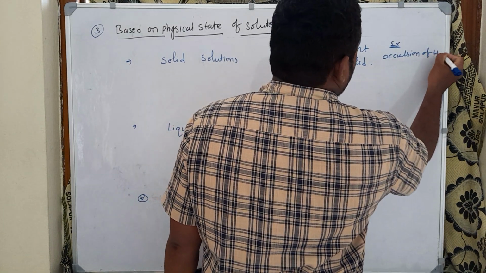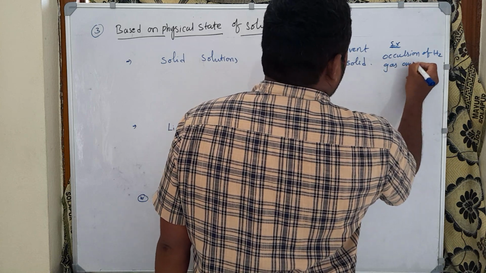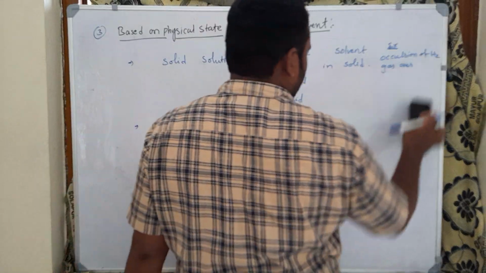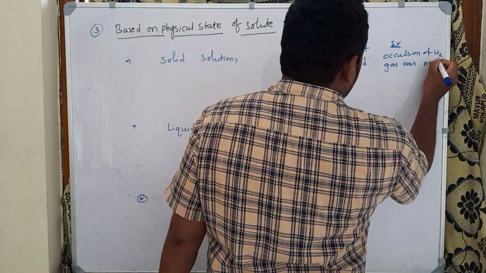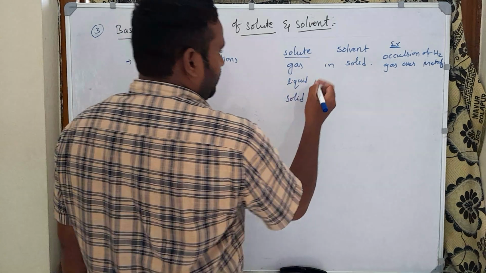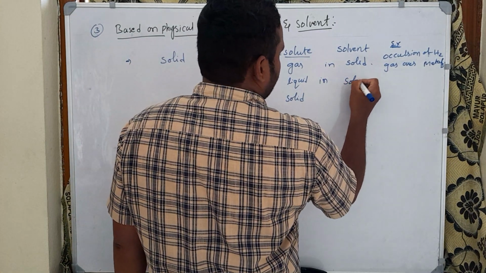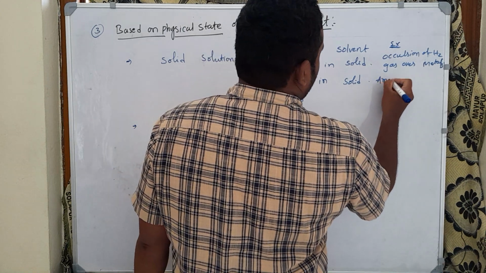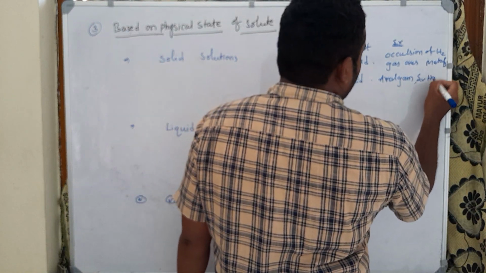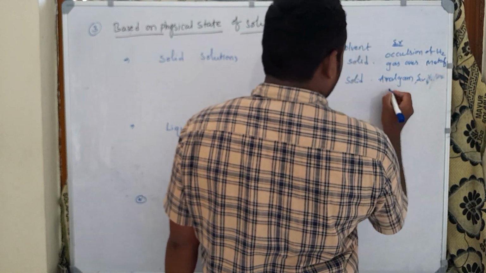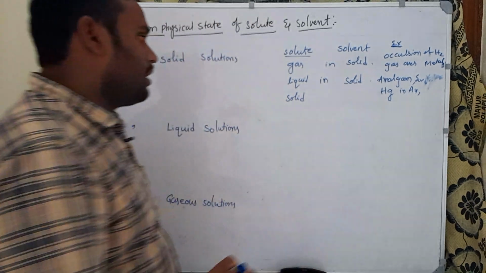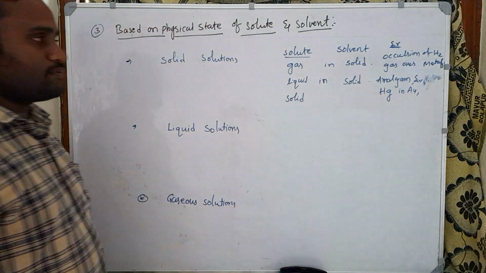of H2 gas over platinum or over metals. Simply we can write over metals, which act as the catalyst. Next, liquid in solid, for example amalgam: Hg in gold, mercury Hg in gold, or Hg in sodium. All these are examples of liquid in solid type of solutions.